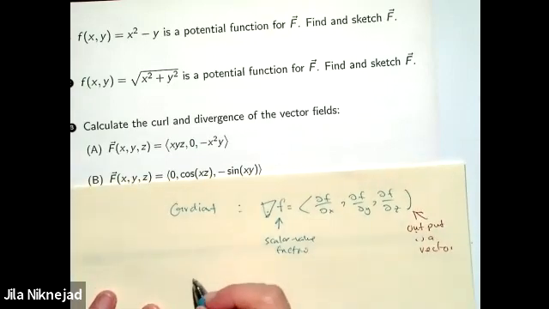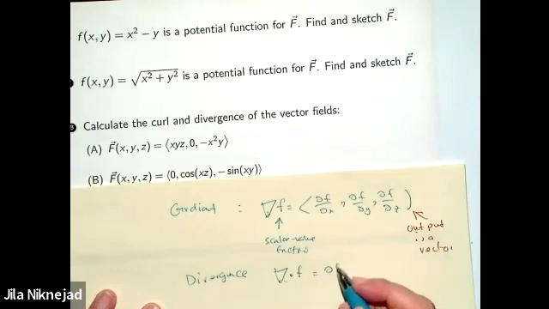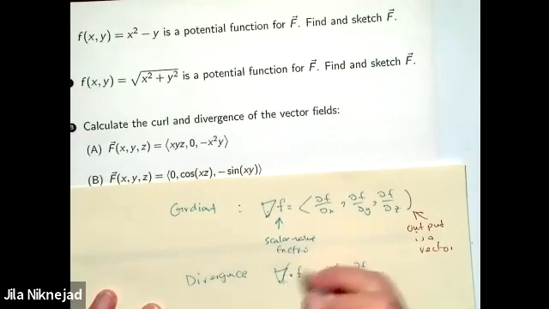Then you have divergence. Divergence is the Nabla dot f. What does that mean? That means that it's gradient of partial of f with respect to x plus partial of f with respect to... I'm sorry, guys. That was the most stupid thing I said.